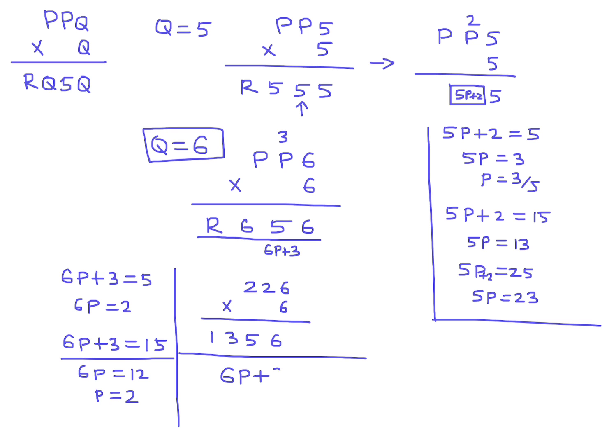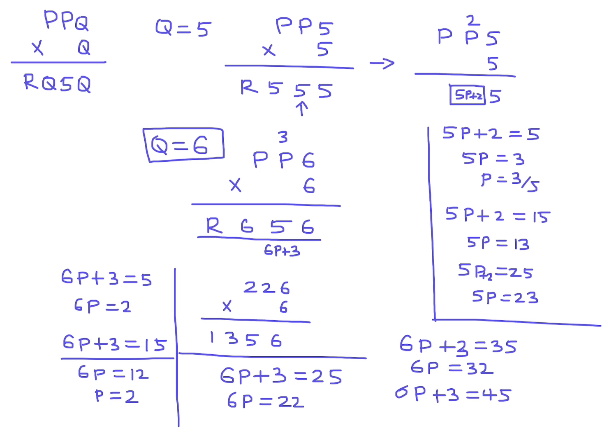6P plus 3, it's not 15, but let's say is it 25. That would mean 6P is equal to 22. Well, P is not an integer. Let's keep going. If 6P plus 3 is equal to 35, that would mean 6P is equal to 32, and that doesn't give me an integer. How about if 6P plus 3 is equal to 45? That would mean 6P is equal to 42, and therefore P is equal to 7. Okay, P is equal to 7.